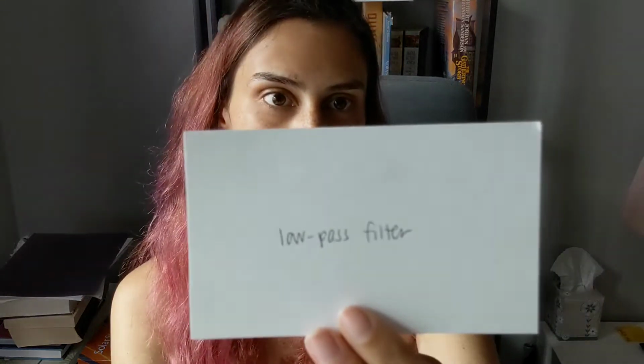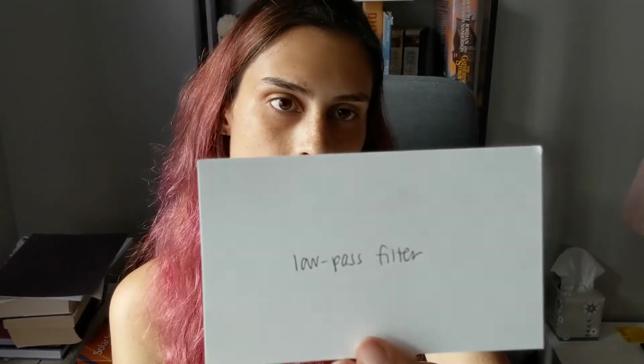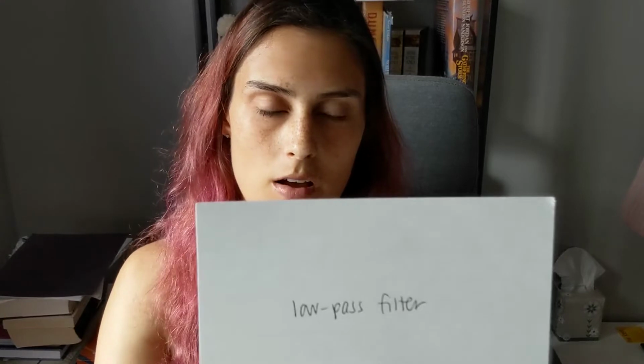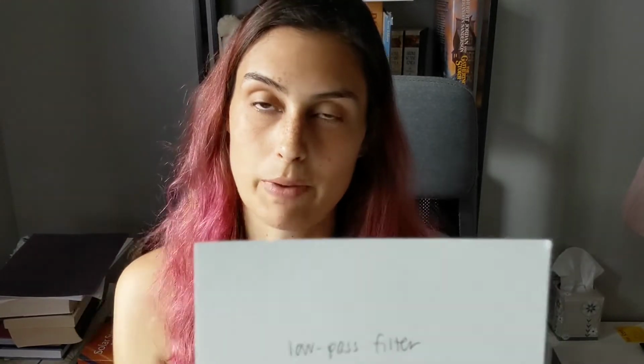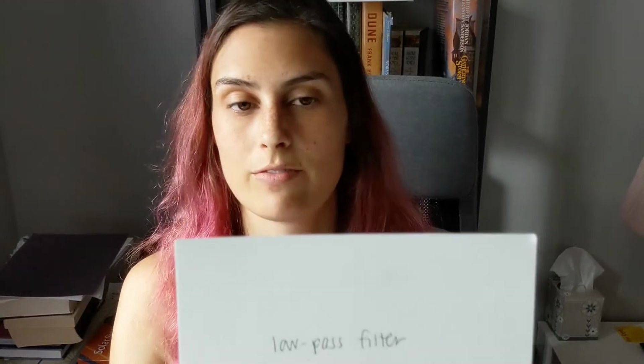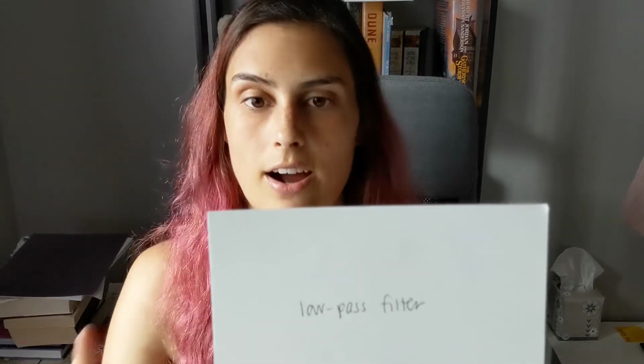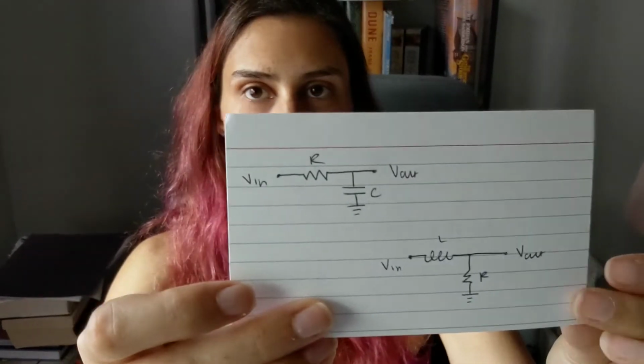A low-pass filter. So again, this is a circuit drawing, so basically you have voltage in, a resistor, and then a capacitor to ground and voltage out, or you have voltage in, an inductor, a resistor to ground, and voltage out. A low-pass filter.